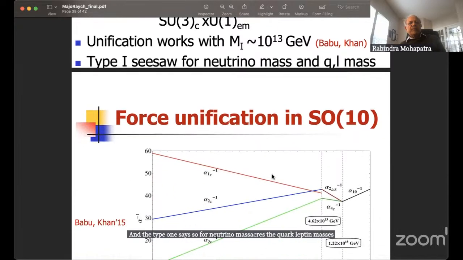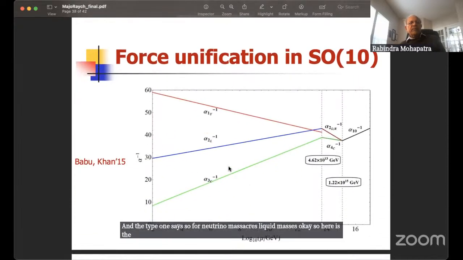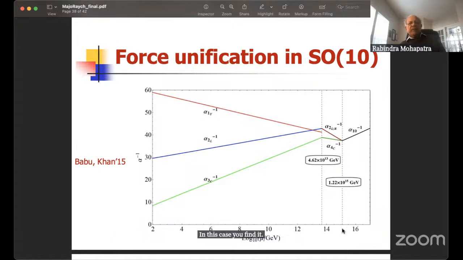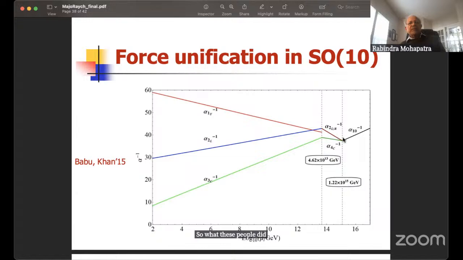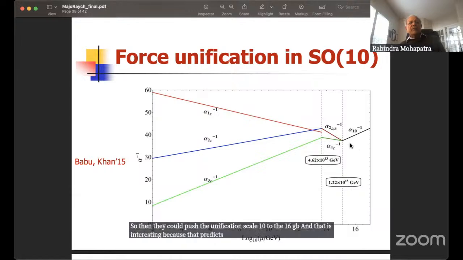Okay. So here is the unification running of this model, which is in this paper: you start with this, then you go to that, and of course, in this case, you find a unification scale which is a little bit lower than what we can tolerate. So what these people did is to put in some threshold effects and so on, so that they could push the unification scale to 10 to the 16 GeV. And that is interesting because that predicts a limit on the proton decay to e plus pi naught mode of something like 10 to the 35 years.